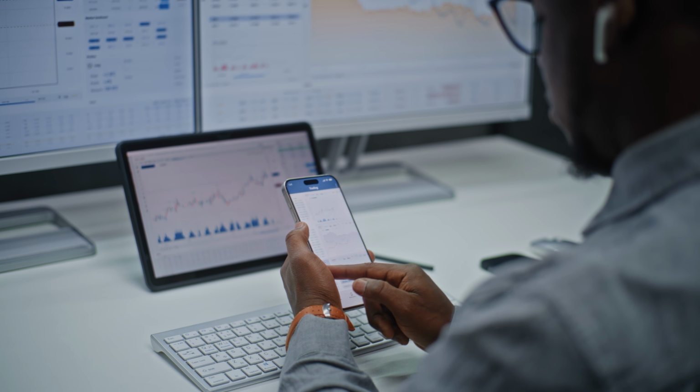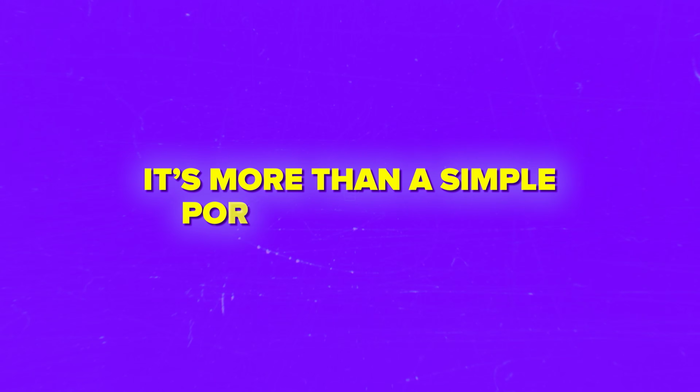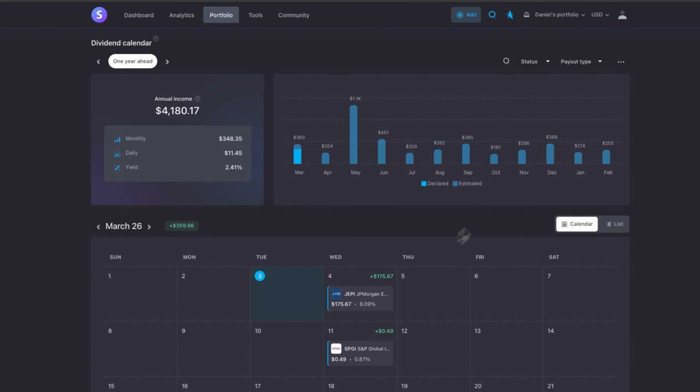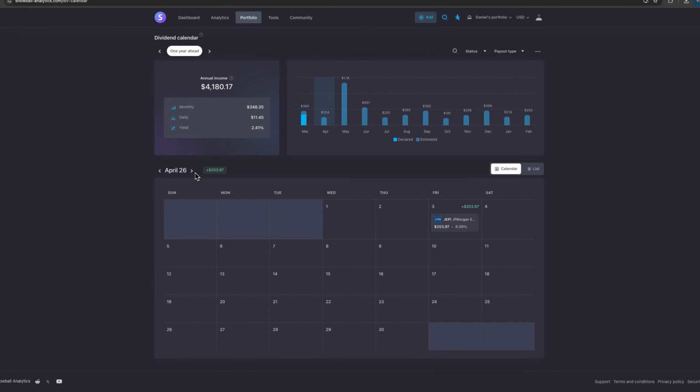Friends, imagine your portfolio as a complex system with dozens of incoming streams and constantly changing data. Once the number of assets grows beyond 10, Excel spreadsheets quickly turn into a nightmare. My name is Daniel, and today we're taking a closer look at Snowball Analytics. It's more than a simple portfolio tracker. It's an analytical platform designed to help structure and analyze a passive income portfolio.